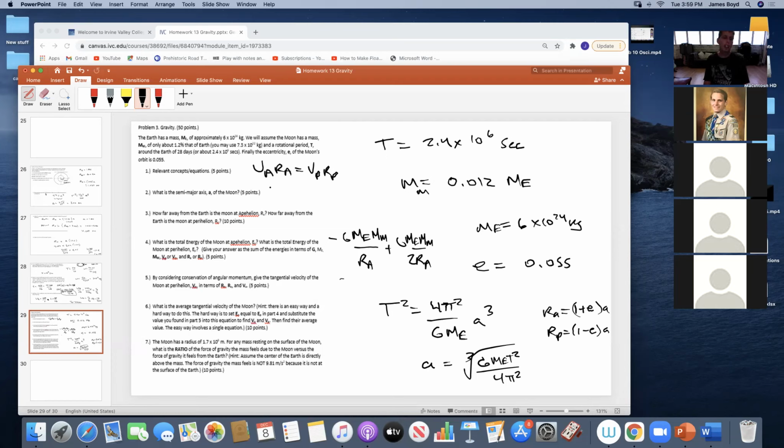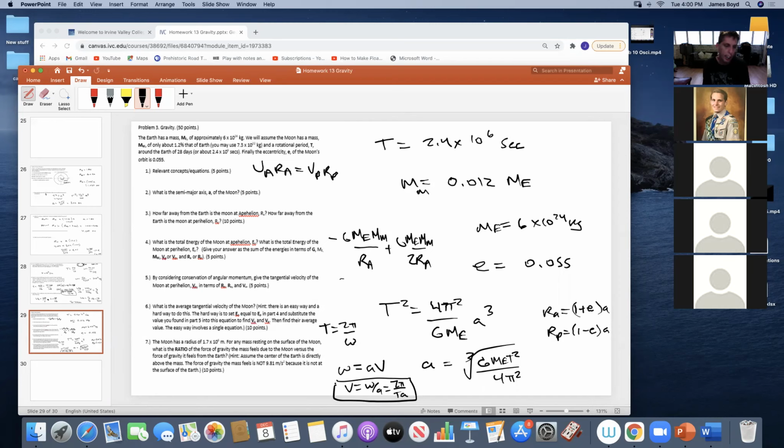What is the average tangential velocity of the moon? Now, there's an easy way and a hard way. The easy way is, you know, the period is 2 pi over omega. And omega is V over A. So V is omega times A, which is 2 pi over T times A. That should give you the average velocity. The solution has the other, hard way to do it.